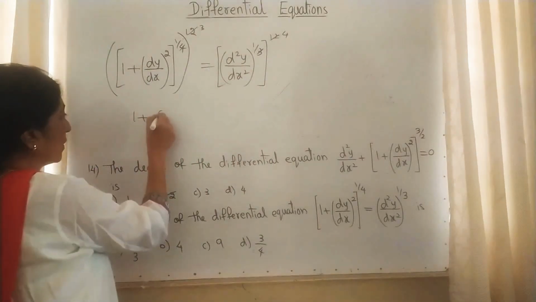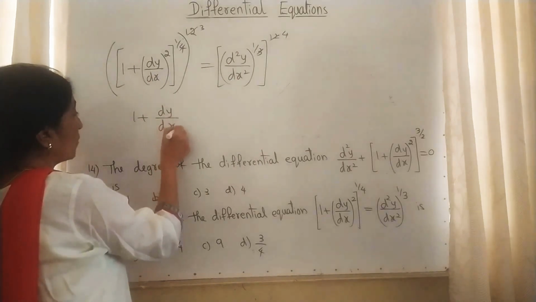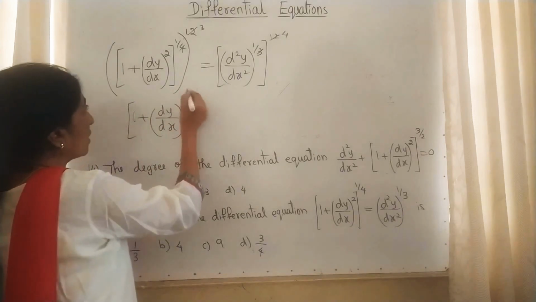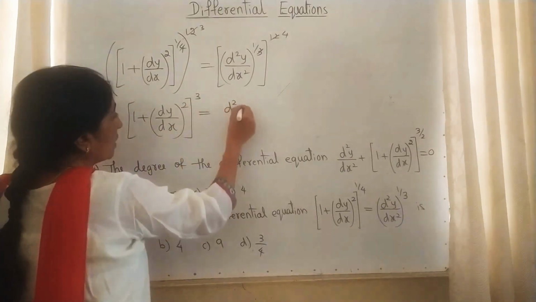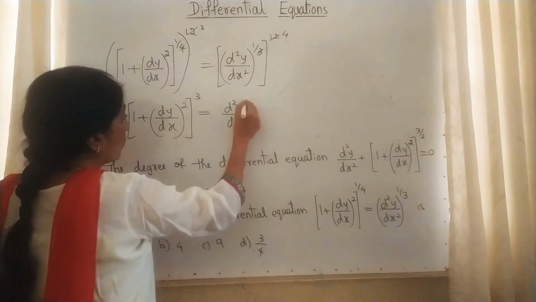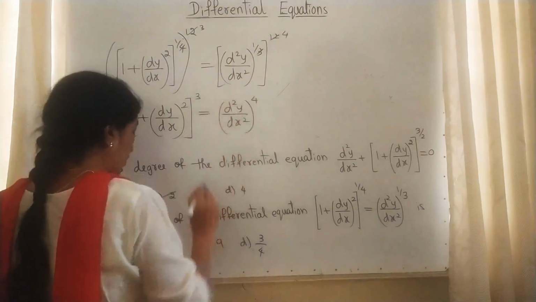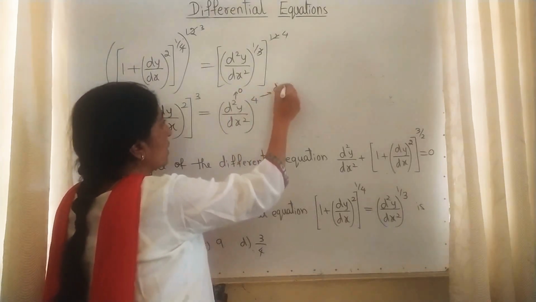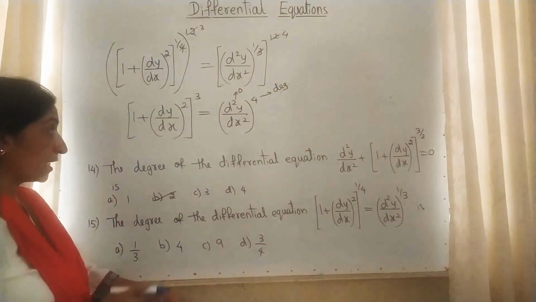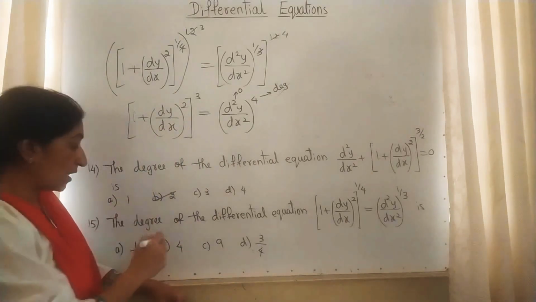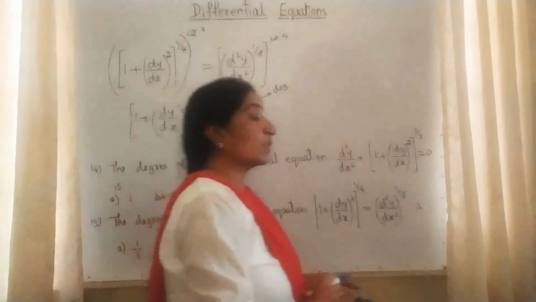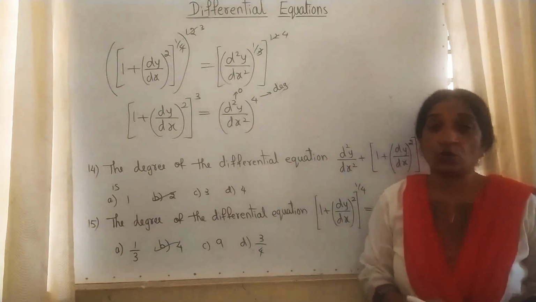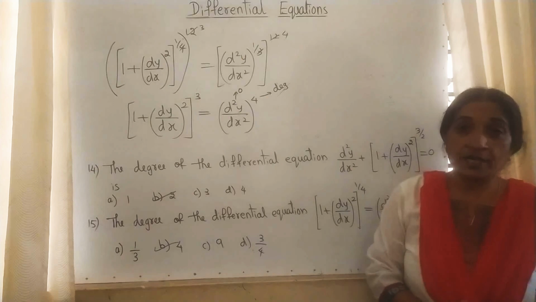It is (1 + (dy/dx)²)³ = (d²y/dx²)⁴. Now you can say that this value is known as order, this value is known as degree. Can you tell me what is the degree? Yes, it is nothing but degree is 4. So please see this video correctly and practice this, because you have one definite question in the CET for order and degree value.